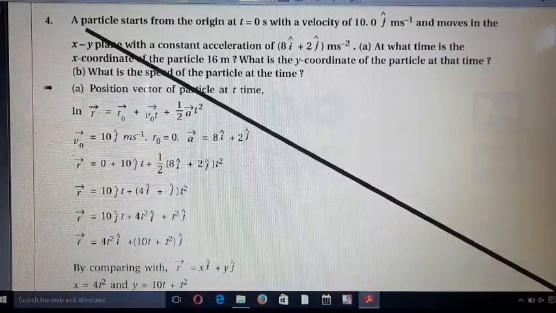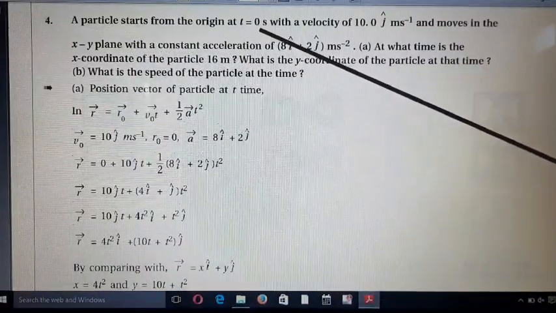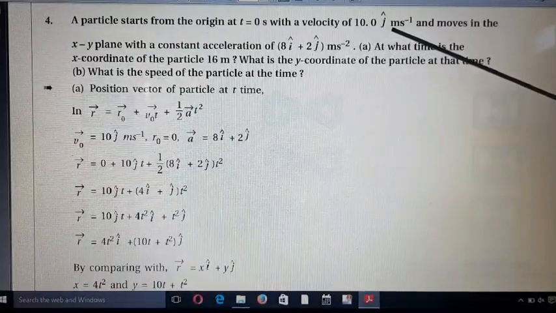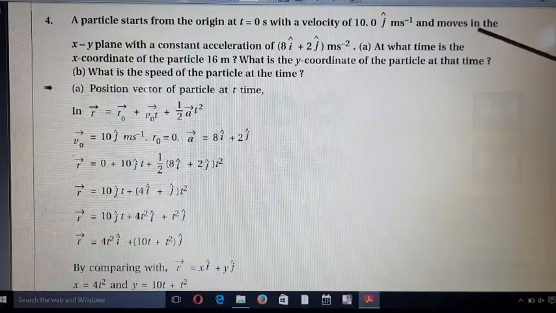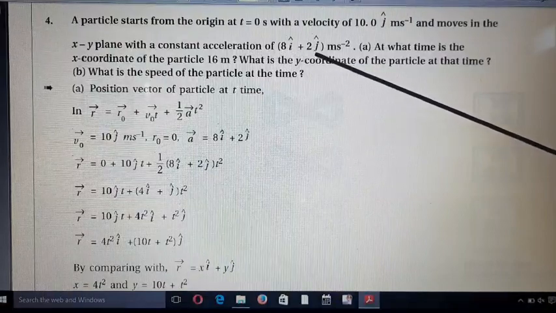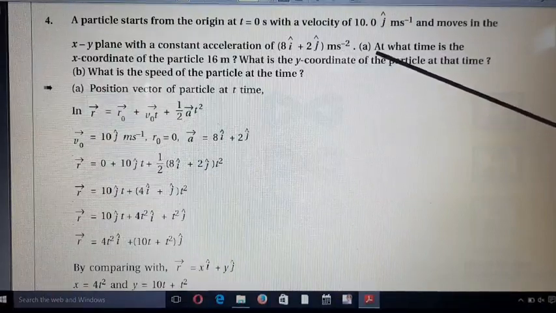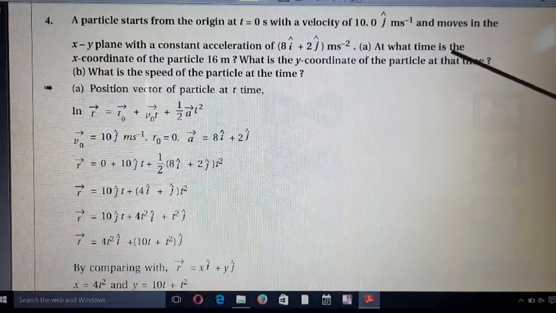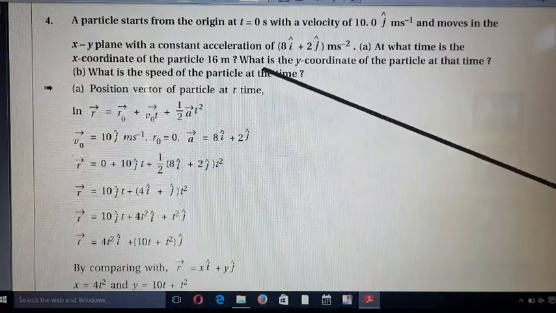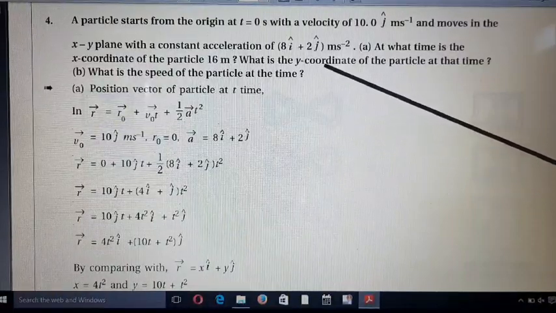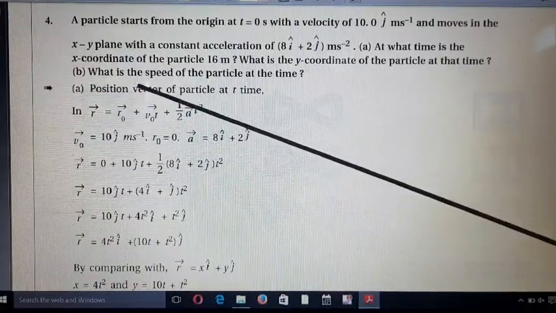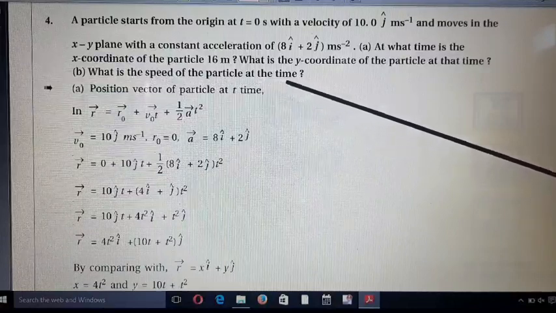Next example: a particle starts from the origin at t is equal to 0 seconds with a velocity of 10 j caret meter per second and moves in the xy plane with a constant acceleration of 8 i caret plus 2 j caret meter per second square. A. At what time is the x coordinate of the particle 16 meter? What is the y coordinate of the particle at that time? B. What is the speed of the particle at that time?